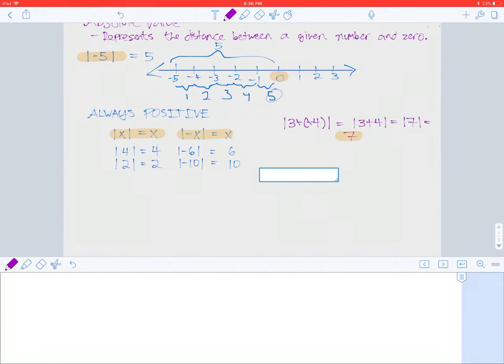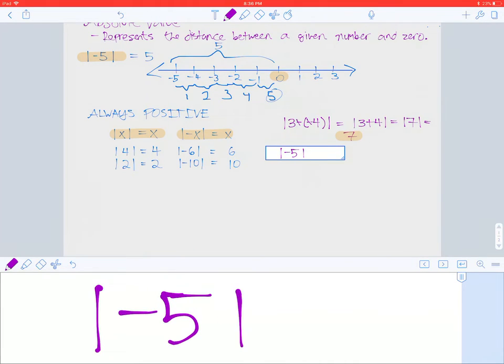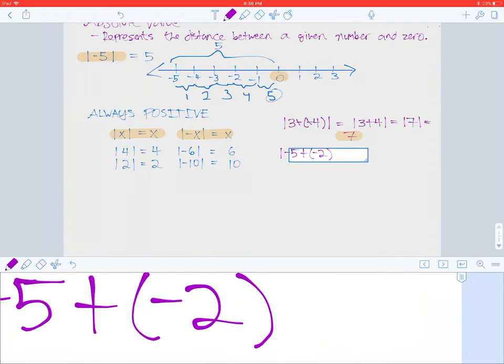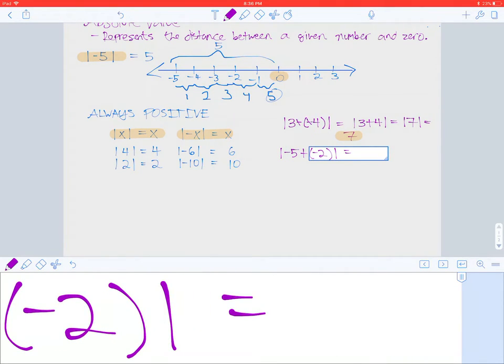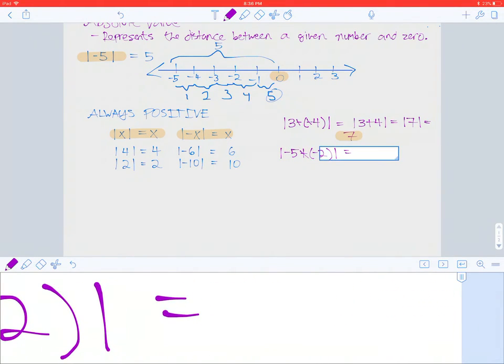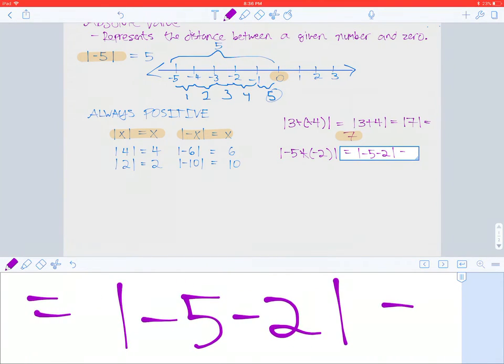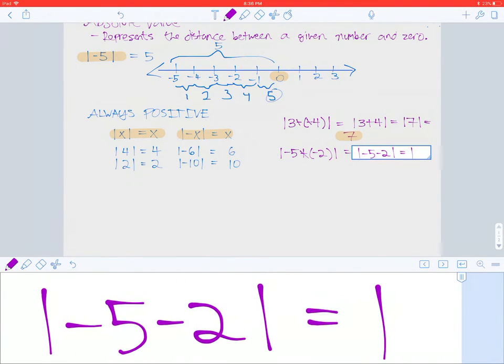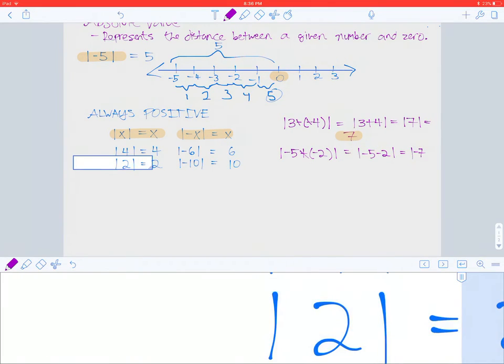Okay, now let's try something a little different. How about the absolute value of negative 5 plus negative 2? Now remember, the positive, in this case, is going to cancel out. And then what we're left with is the absolute value of negative 5 minus 2, which is negative 7.